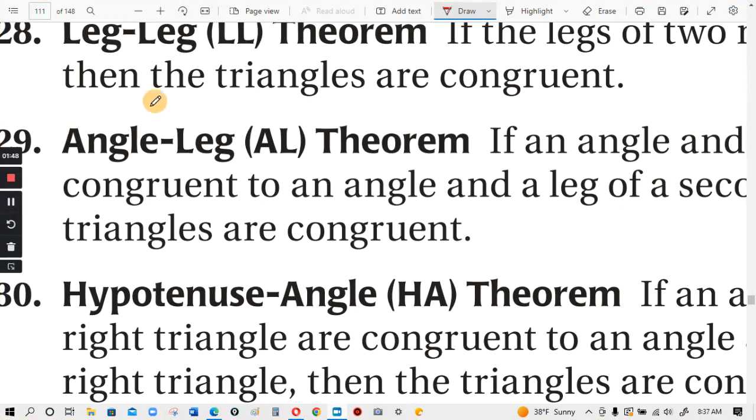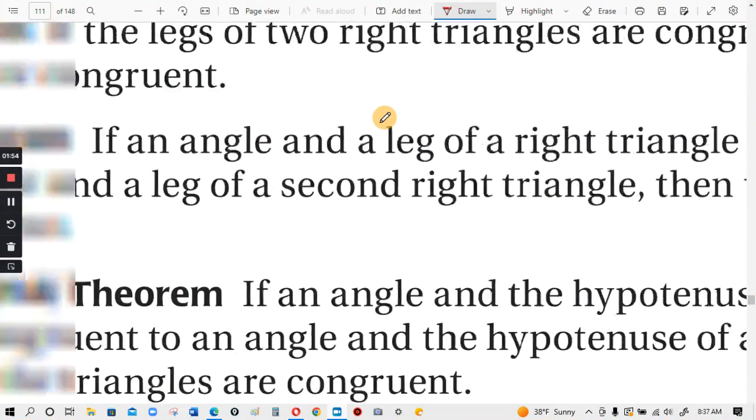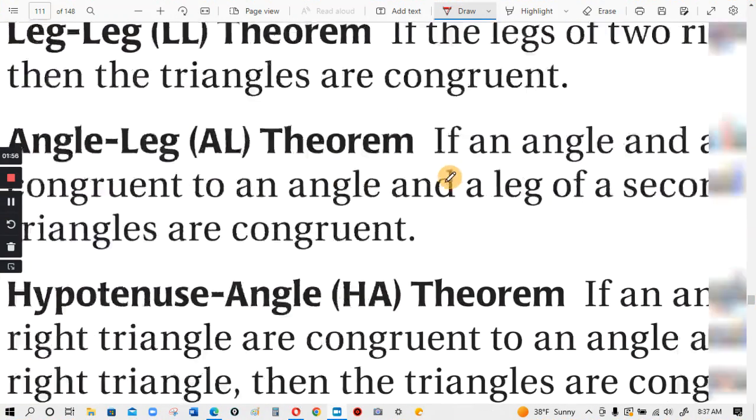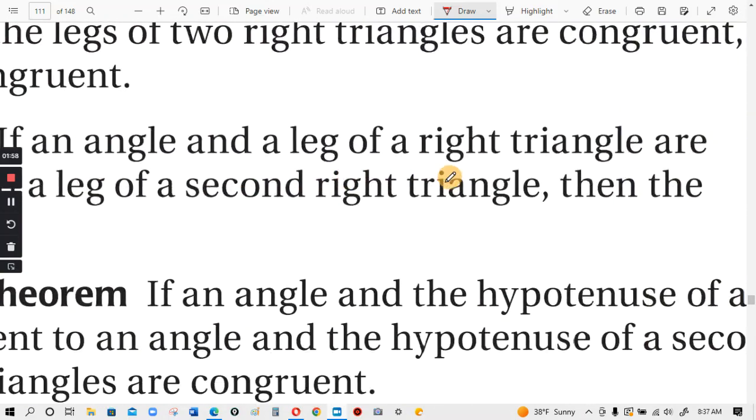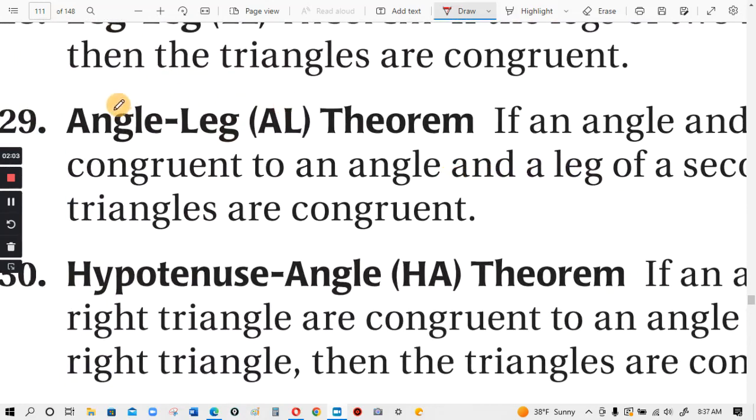All right, next one up is angle-leg or the AL theorem. It says if an angle and a leg of a right triangle are congruent to an angle and a leg of a second right triangle, then the triangles are congruent. So let's see what happens if we do an angle and a leg on a right triangle.